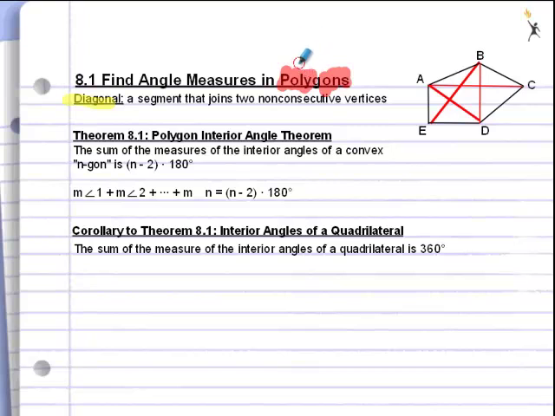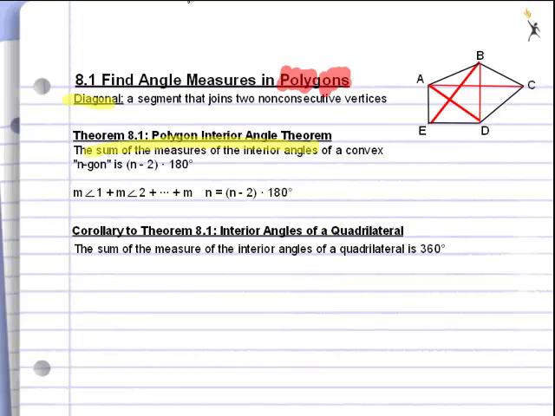Tri has the prefix of 3, and then angles, well, that tells you that it has 3 angles, really not that hard. What we can do, though, is based on the number of sides a polygon has, we can figure out the sum of the measures of the interior angles. Meaning, what do the total interior angles add up to be? Now, this isn't that hard.